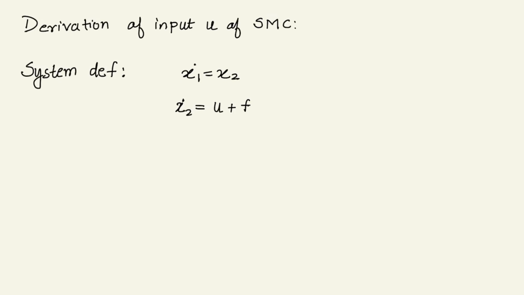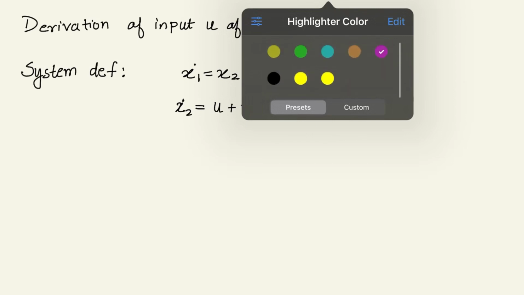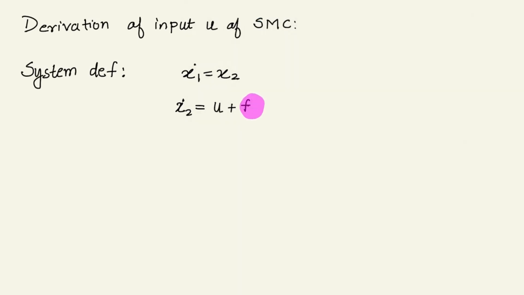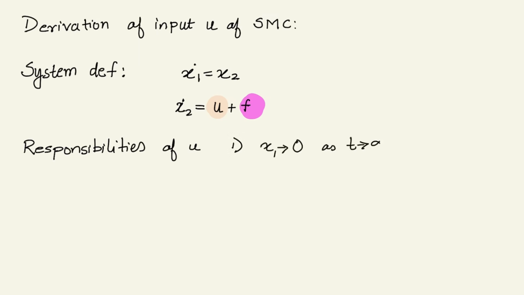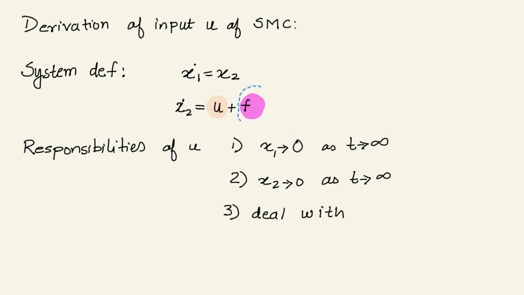We will do this derivation very slowly as there are many finer parts in this derivation. So we will be very careful in every step. Let's hope that it is interesting. The system definition remains x1 dot equal to x2, x2 dot equal to u plus f. Let us take a look at the responsibilities of u.